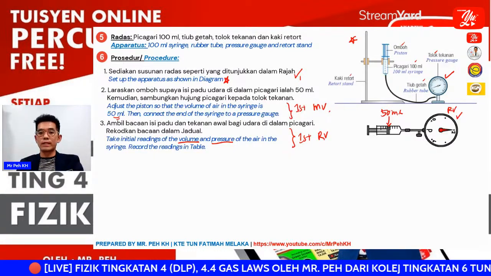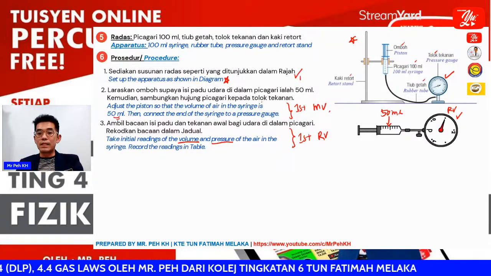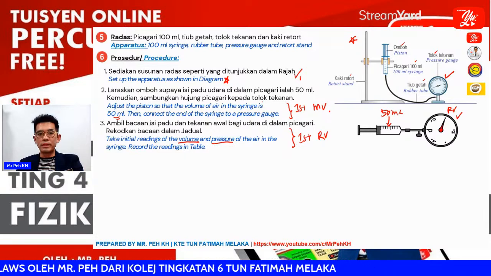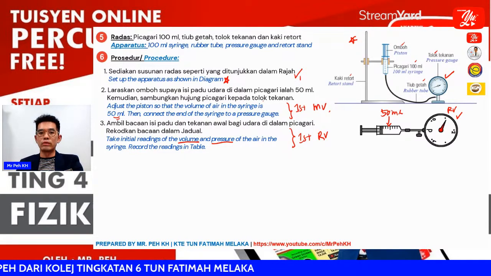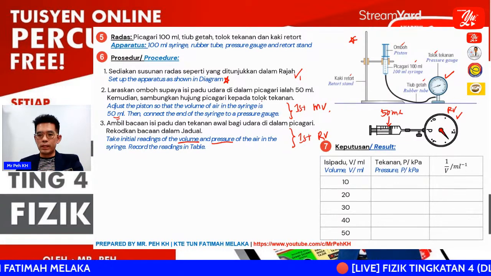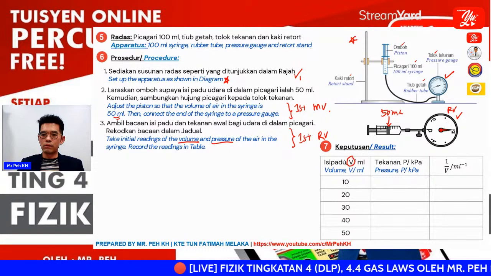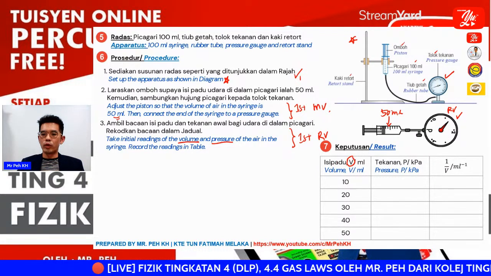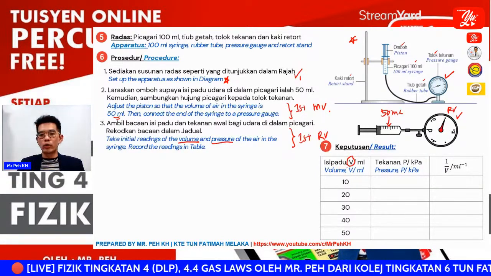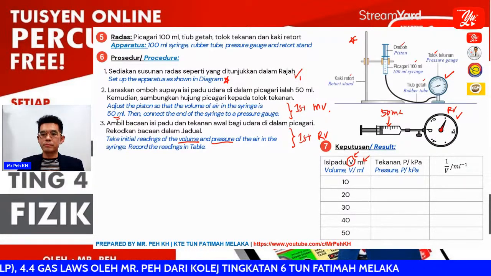Okay, if the question is asking for the unassisted type of experiment, that means the procedure is not provided. You need to write according to the question given. Okay, so the table will be here. For the table, you must give the symbol. If I say you do not write volume, it is no problem. So you have to give the symbol. You need to give the unit.